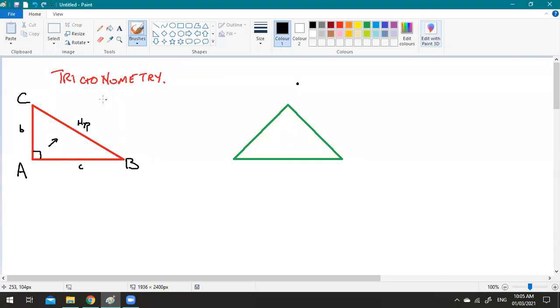Now there are two formulas we can use under trigonometry for the right angle triangle. The first one is Pythagoras Theorem, P-Y-T-H-A-G-O-R-A-S.